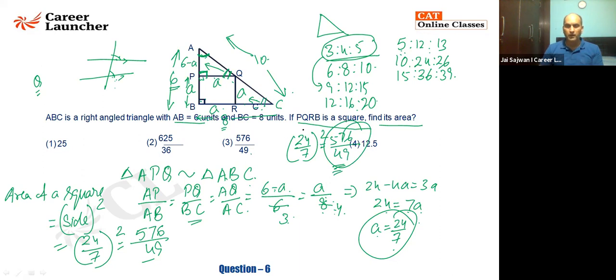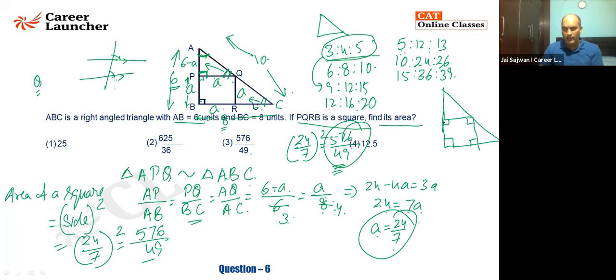Is PQ parallel to BC? Yeah, Soumya, you need to understand that it is already given that it is a right angle triangle. Fine. Right angle triangle means it is 90 degrees. Now it is a square. A square has all angles 90 degrees.